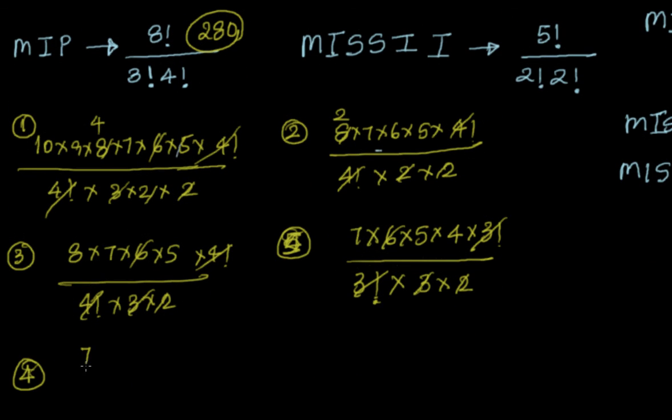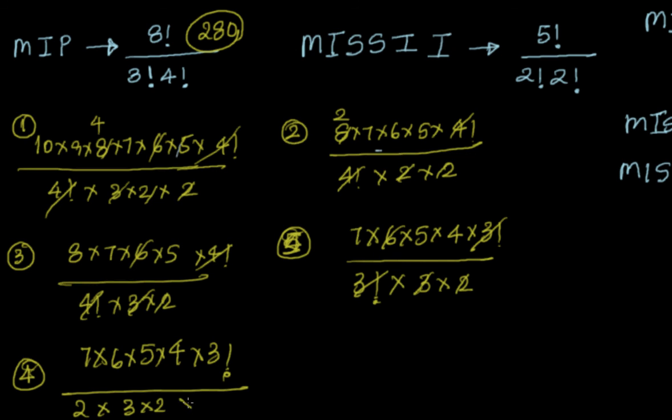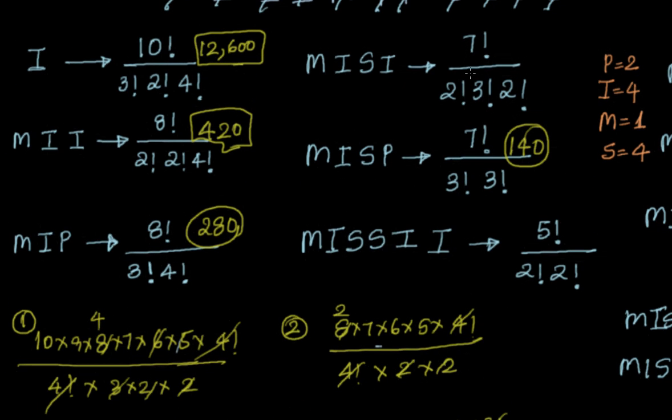That is factorial 7 into 6 into 5 into 4 into factorial 3 divided by, we have factorial 2 is 2, factorial 3 is 3 into 2 and again factorial 2 is 2. Factorial 3 and factorial 3 will cancel. We have 2 and 2 going away in 4. Left out is 7 into 6 into 5, which is equal to 210. So this value is equal to 210.